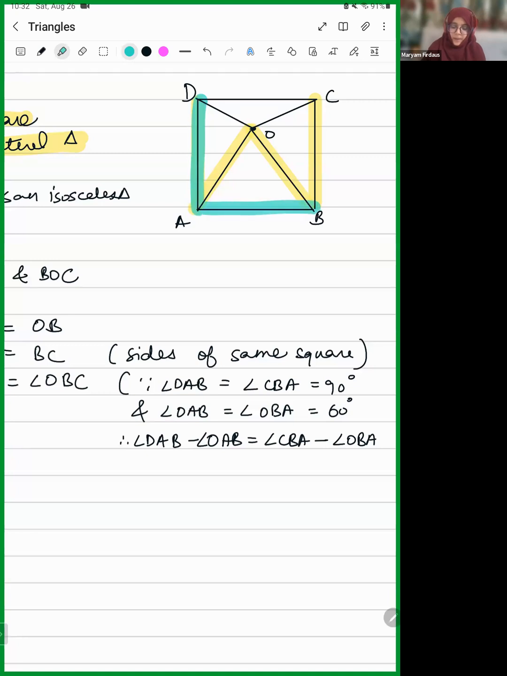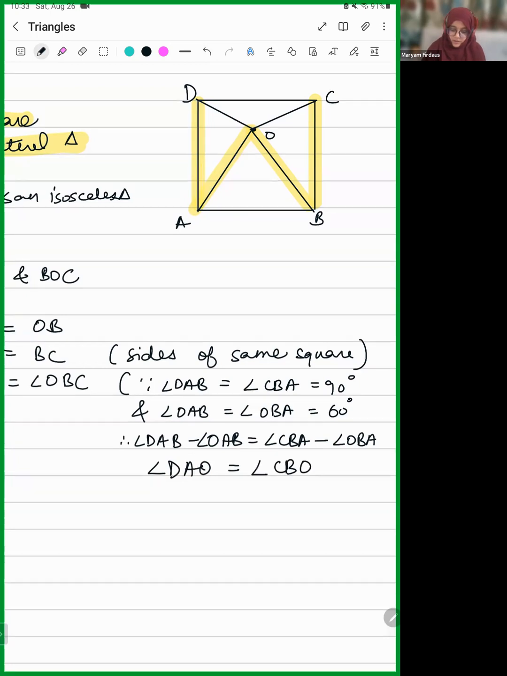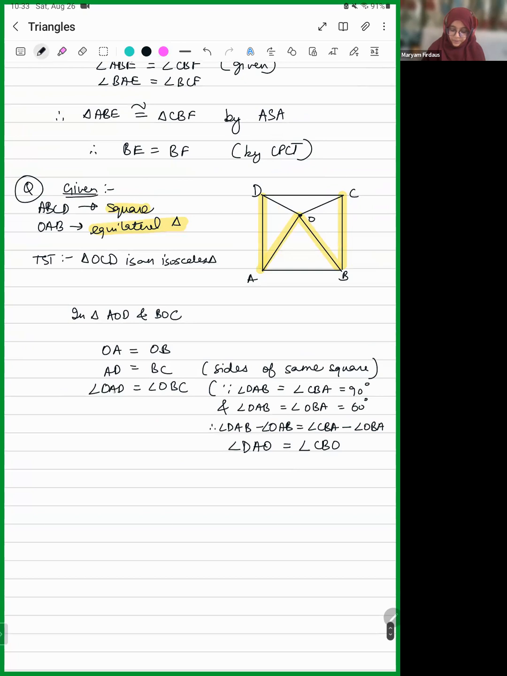DAB minus OAB gives you what? Which angle does DAB minus, once again, DAB, which is this angle, minus OAB, which is this angle, gives you which angle? DAO. Very good. So it gives you angle DAO. And similarly on the other side, it gives you angle CBO. So these are the two angles that we need over here.